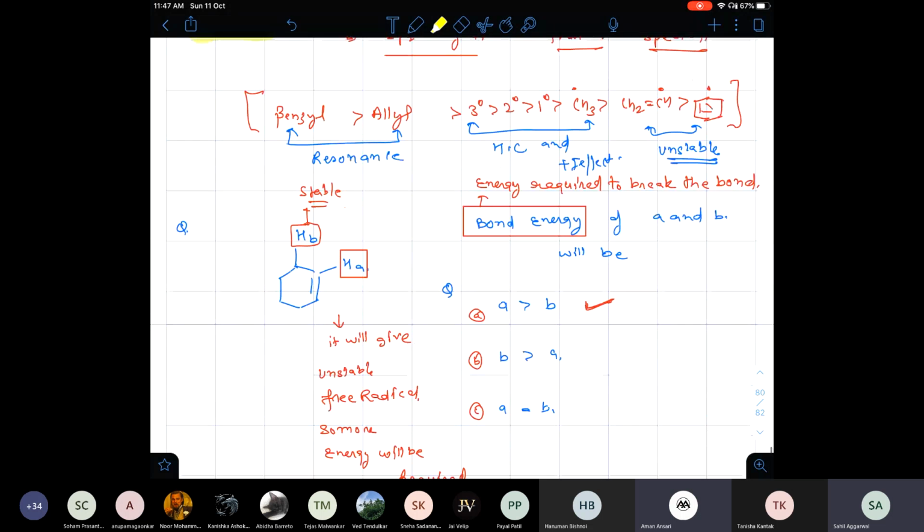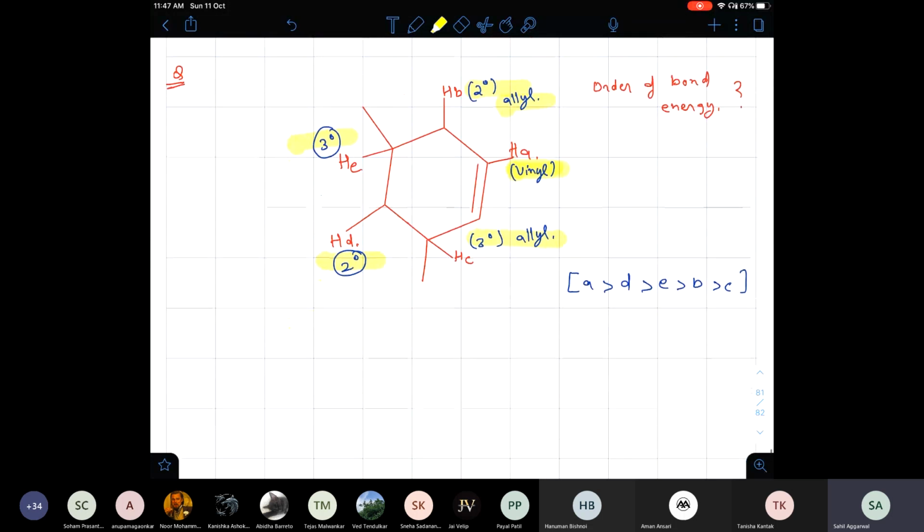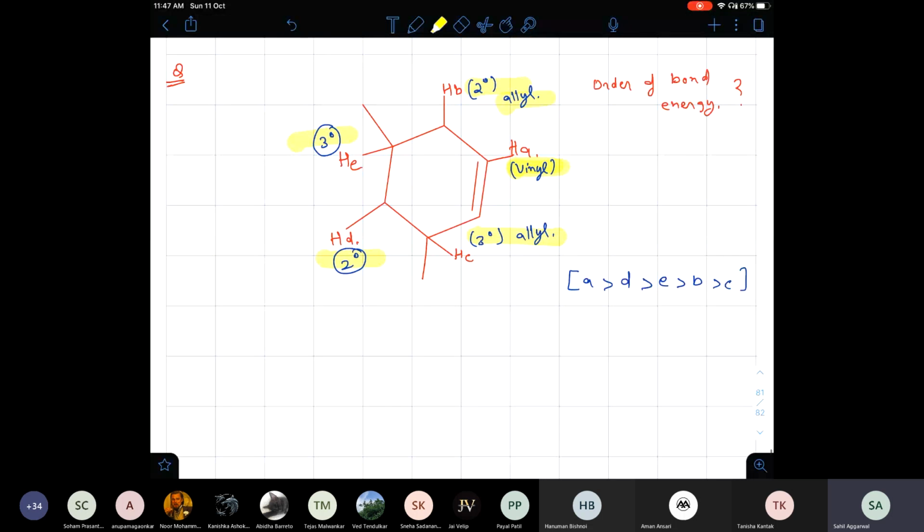That's it then. What we have said, unstable free radical will require more energy because it is unstable. It does not want to break down. So unstable will require more energy. Stable will require lesser energy. 3 degree allyl will be maximum stable. Then 2 degree allyl will be stable. Then 3 degree, then 2 degree. And minimum stable will be vinyl free radical.